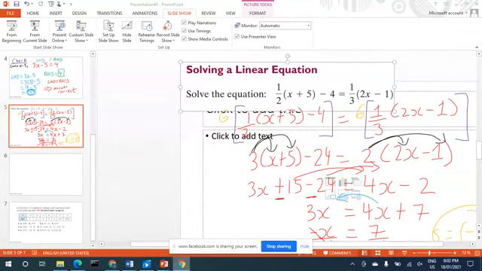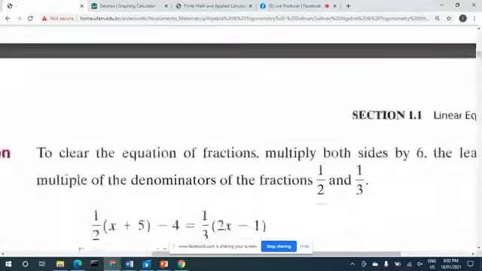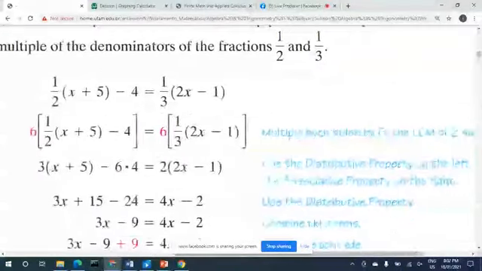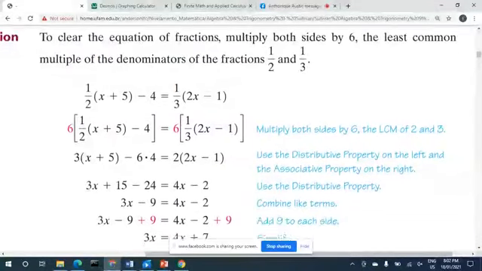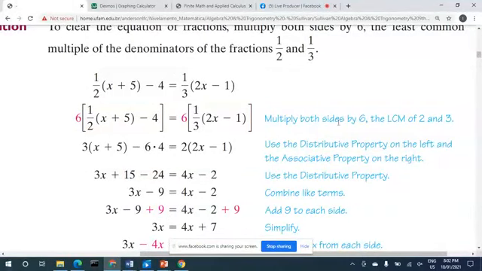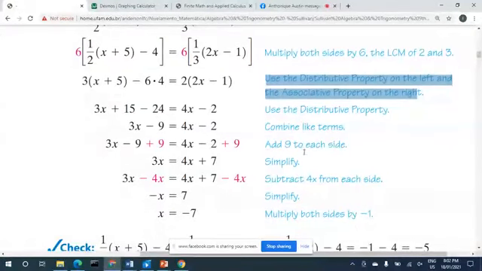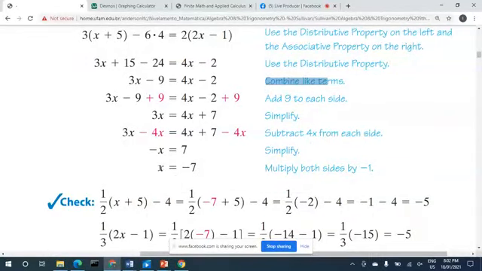All right. So let's look at the answer that the book gave. Just like we did, what did they do? They multiplied both sides by what? By the LCM of 2 and 3. That's exactly what we did. And then of course they distributed, used the associative property, and so on. And then they combined like terms and so on. And the answer that they got is what?